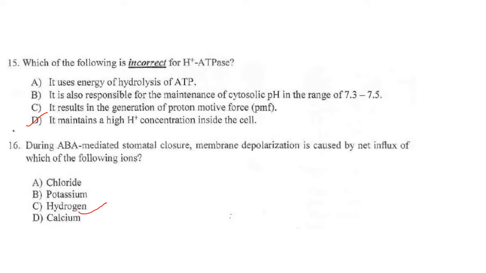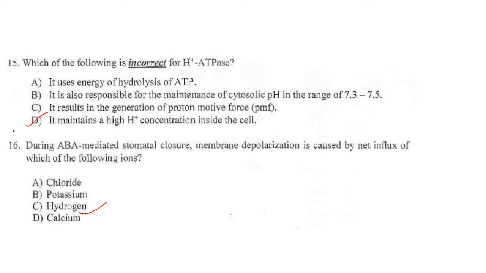So when the H positive ions or protons are pumped out of the cytoplasm of the cell, this creates and maintains an electrochemical gradient of H plus outside of the cell to inside of the cell. So that is also correct. Then it maintains a high H positive concentration inside the cell. It doesn't do that. So answer is option D. That is the incorrect statement about H plus ATPase.